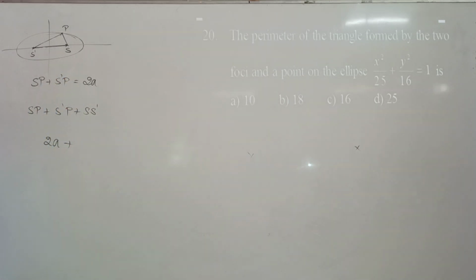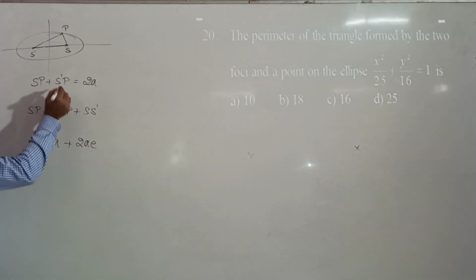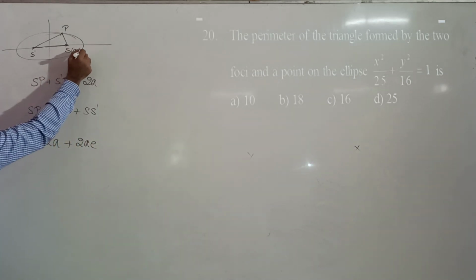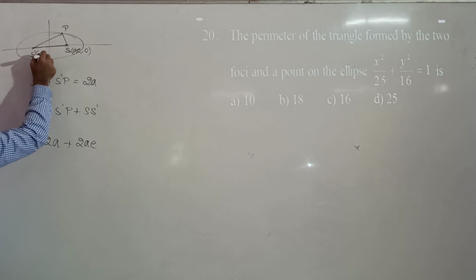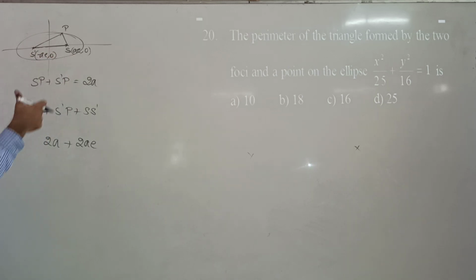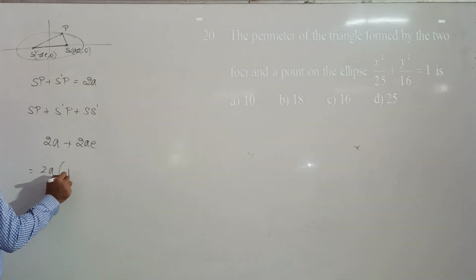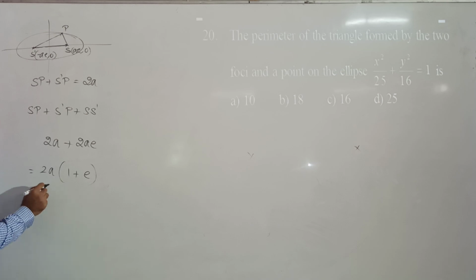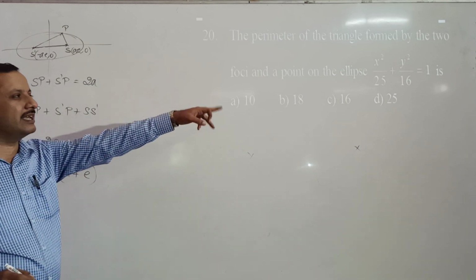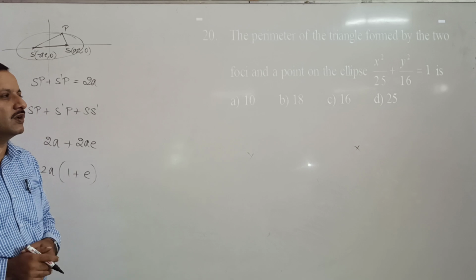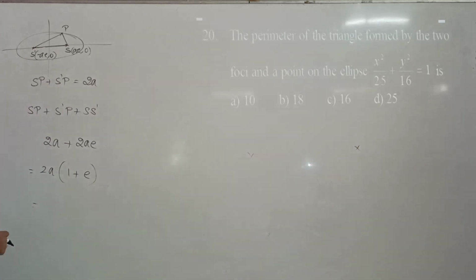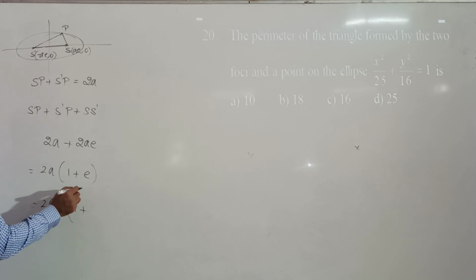S S dash is the distance between two foci. Distance between foci is given by 2ae. Say S coordinates are ae, 0 and for S dash it is minus ae, 0. So the distance between them is 2ae. I take 2a as a common factor into 1 plus e. What is a in this case? x square by a square plus y square by b square equal to 1. So a is equal to 5, b is equal to 4. So 2 into 5 into 1 plus e.